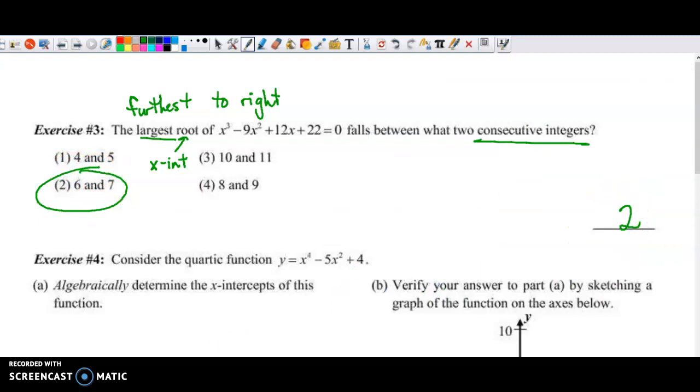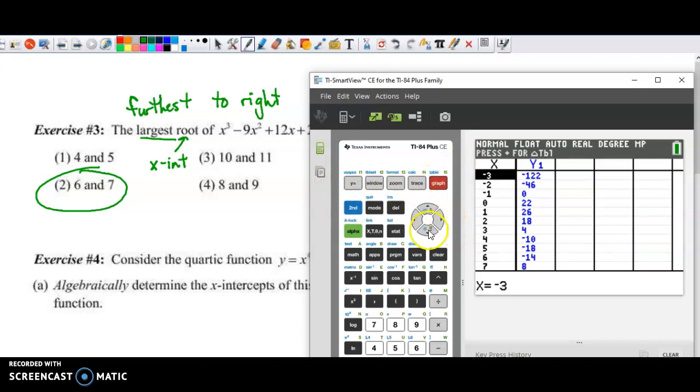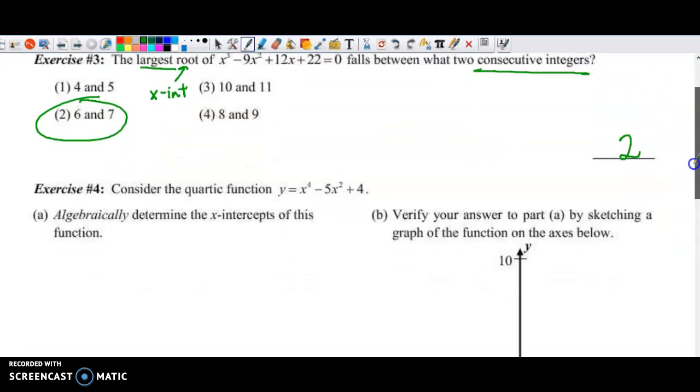Now I will point out that you could also use a table, because if we were looking for x-intercepts, or where it crosses the x-axis, we want to see where the answer goes from negative to positive, or positive to negative. And the biggest of those values going from negative to positive was between 6 and 7. So that's how you can use your graphing calculator in a couple different ways.